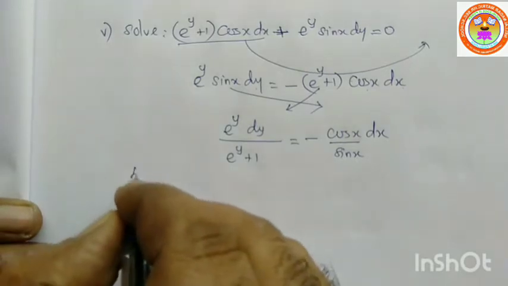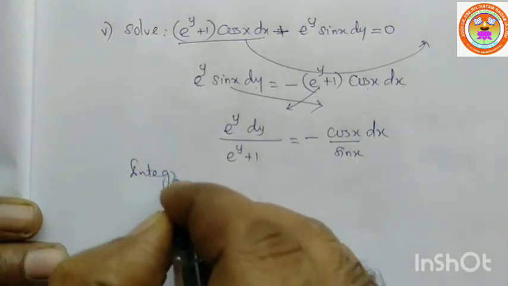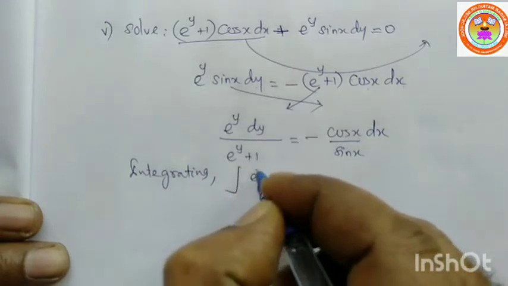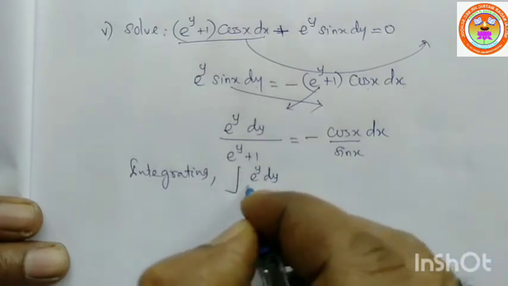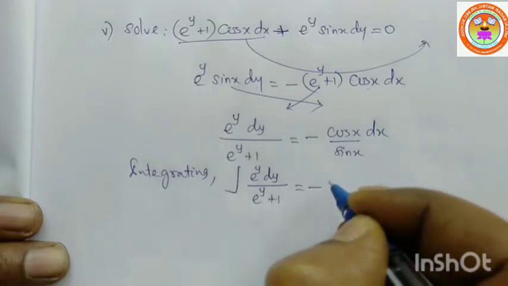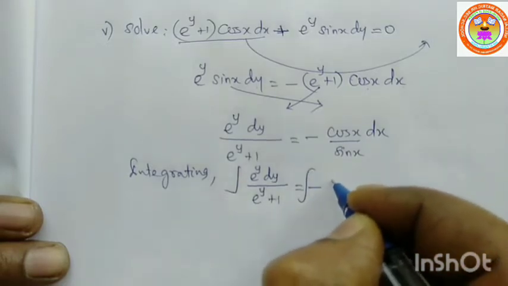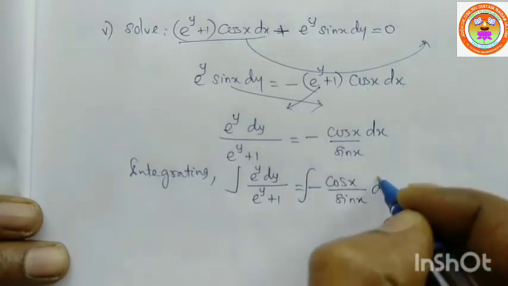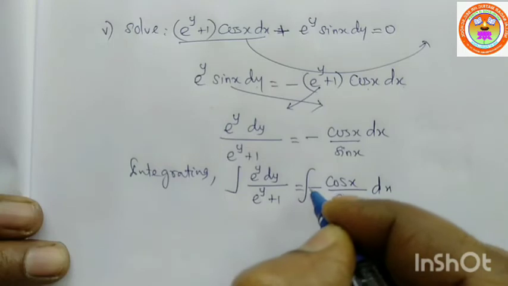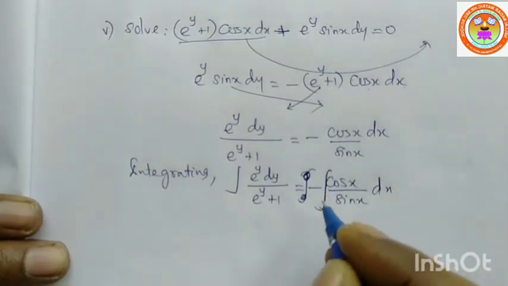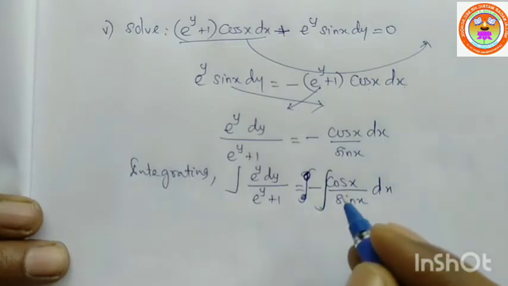When we are integrating, what will we get? Integral of e power y into dy by e power y plus 1 equal to minus integral of cos x by sin x into dx. The minus, you can bring outside of the integral. Inside, the negative sign is not needed.